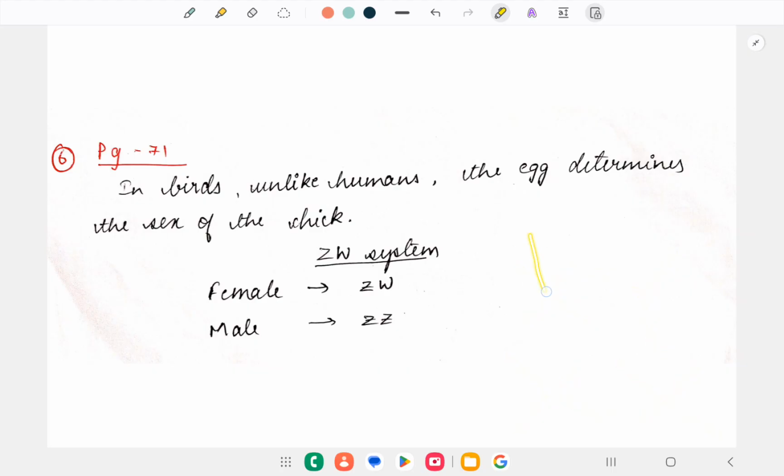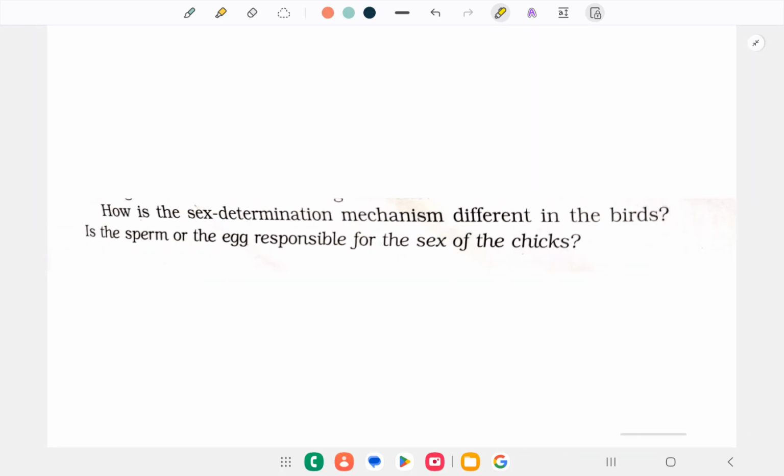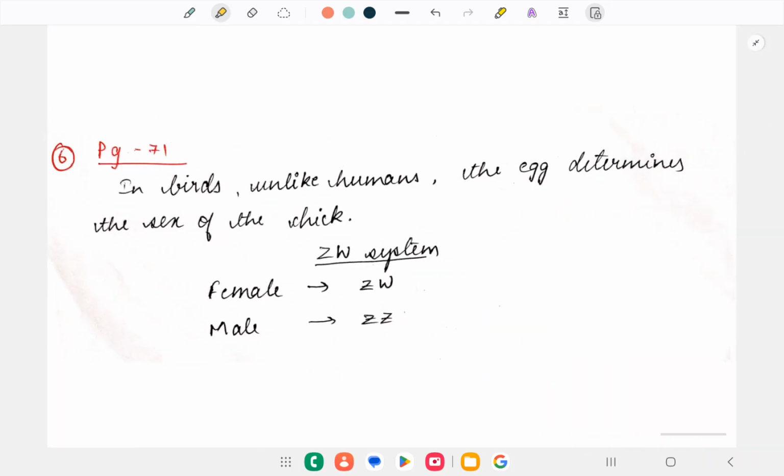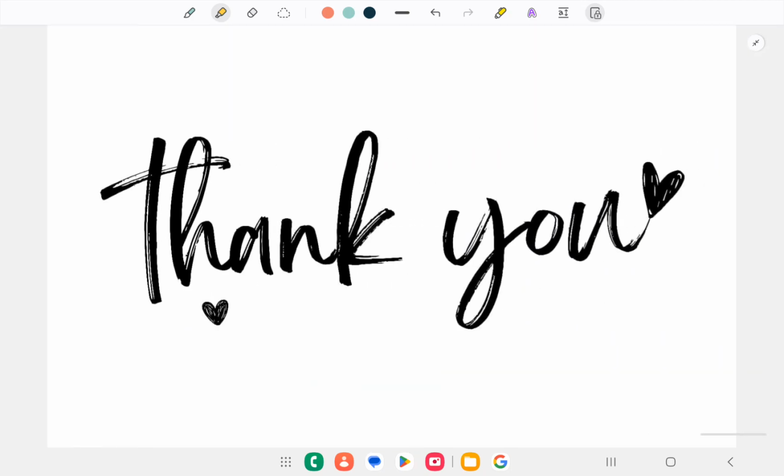So in humans the male is the determining one, while in birds the female is the one, because it can give either Z or W. So here we can say that the egg is responsible for the gender of the chicks. So this is what we can understand, and that's all for this lesson.